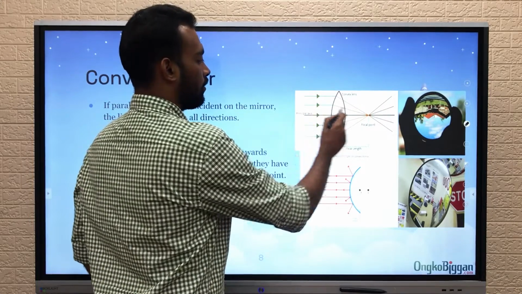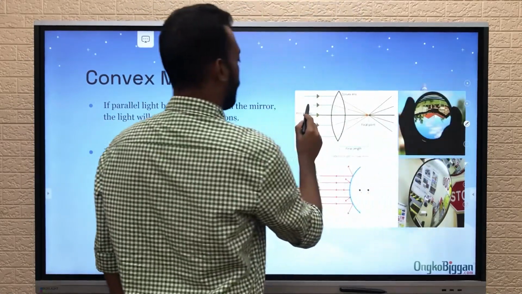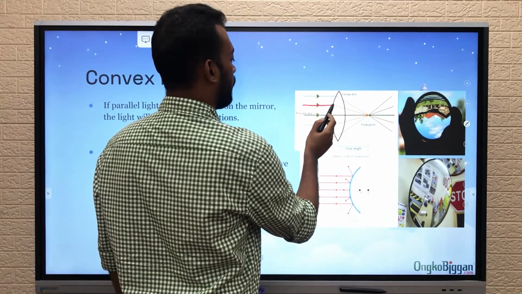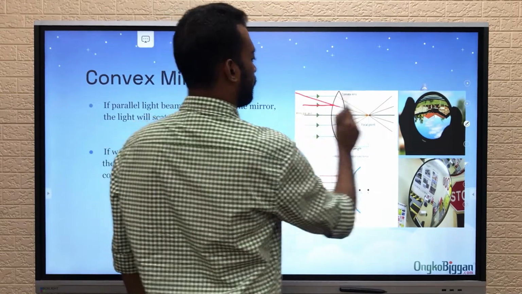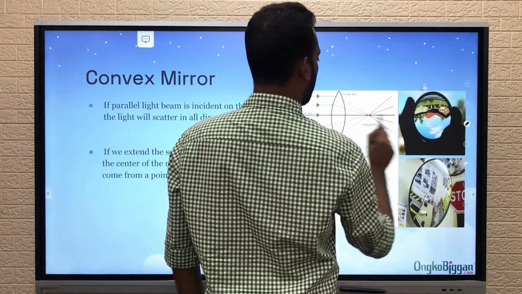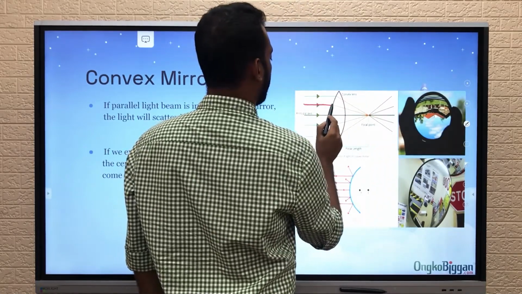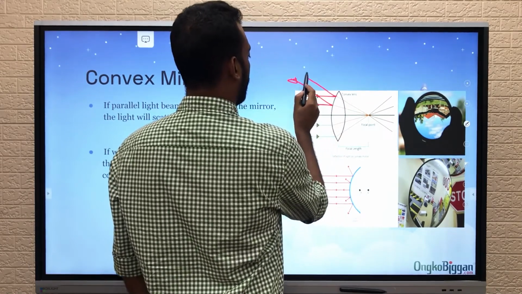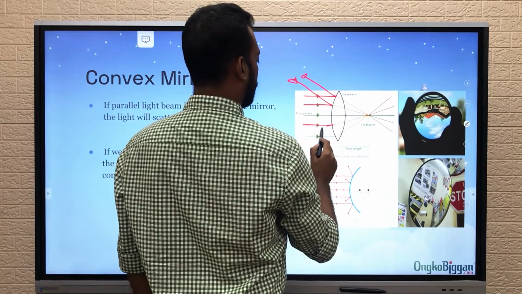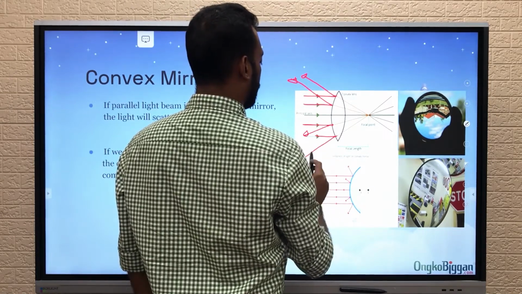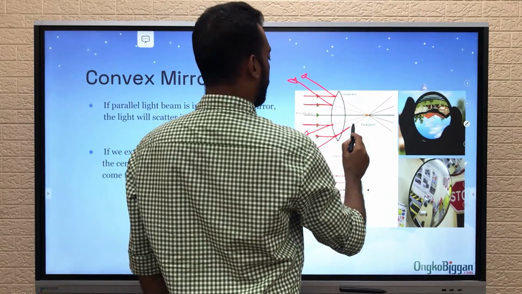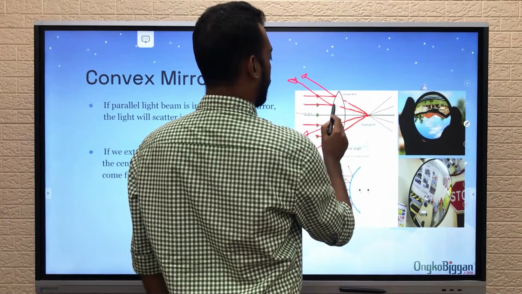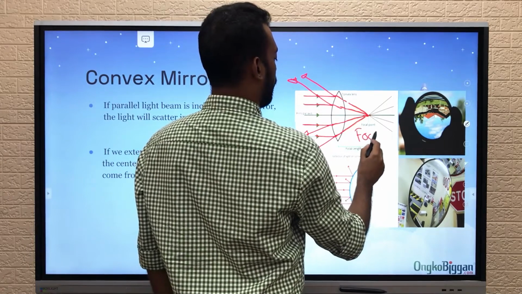Now, when this ray is falling on this surface, how will it reflect back? It will reflect back like this. It is coming like this and it will be reflected back like this. This one, this one, this one, this one. So now if you extend it on the opposite side, you see all these lines are meeting at this point. So this point is called the focal point.